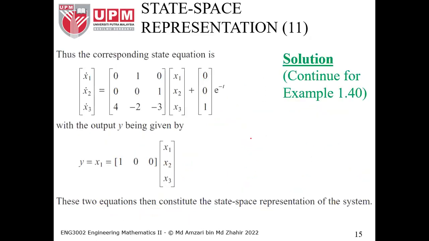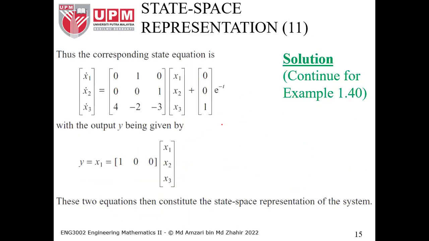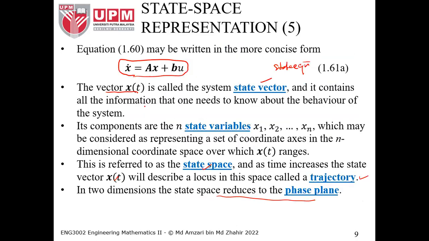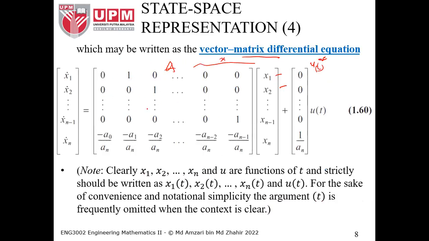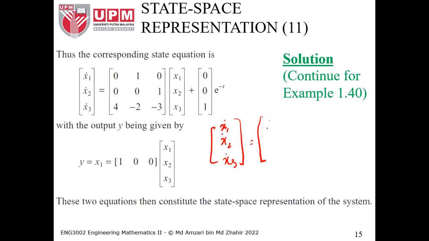Now what we need to do is change this equation to matrix form. The left side will be x dot 1, x dot 2, and x dot 3. This is the main matrix that we want to find. The second one is the equation matrix, based on the previous equations: 0, 1, 0, then 0, 0, 1, and the rest.